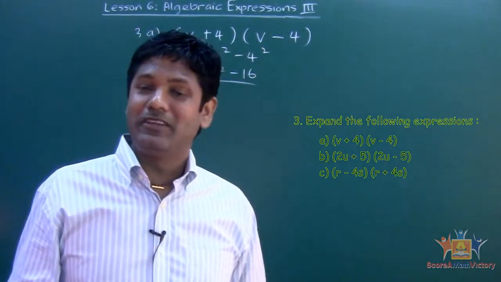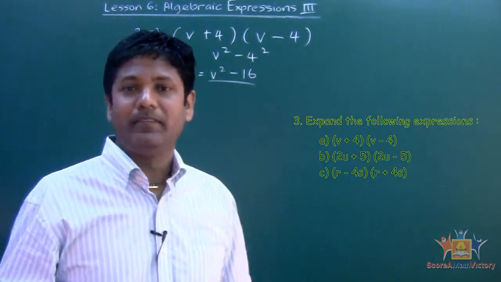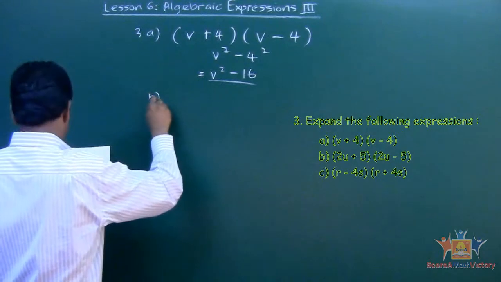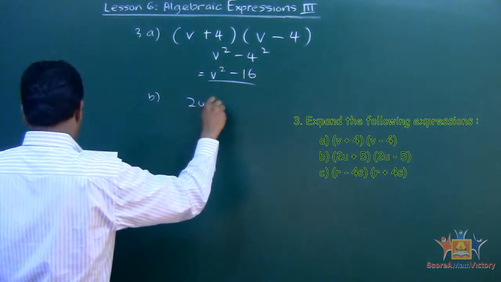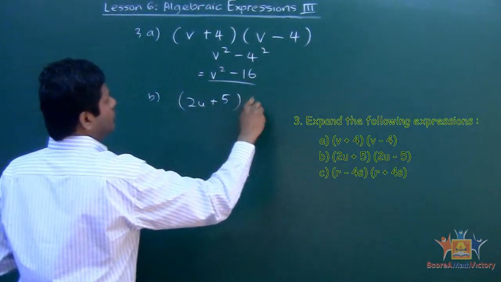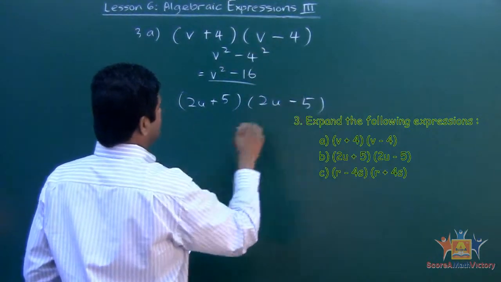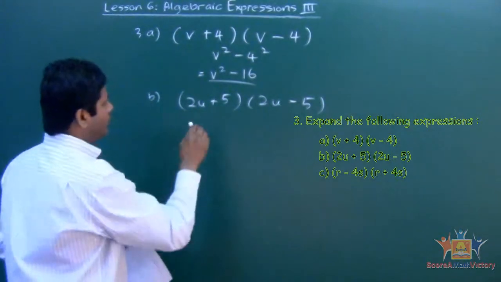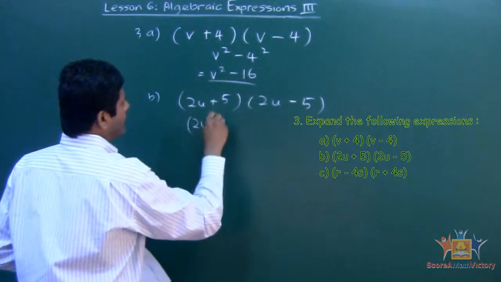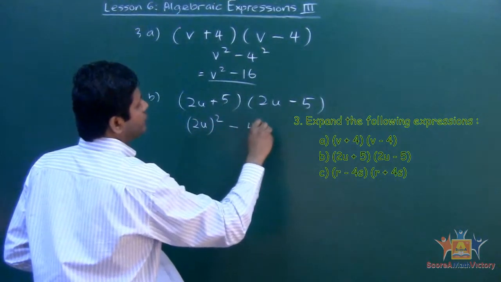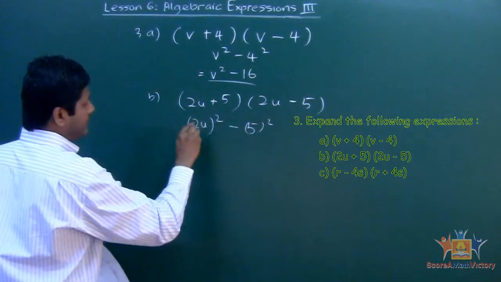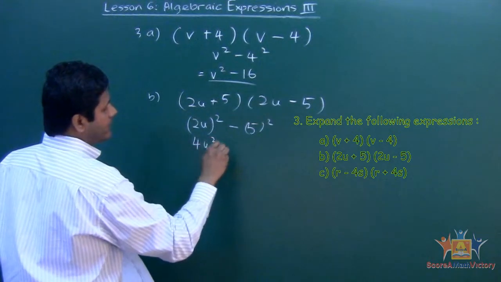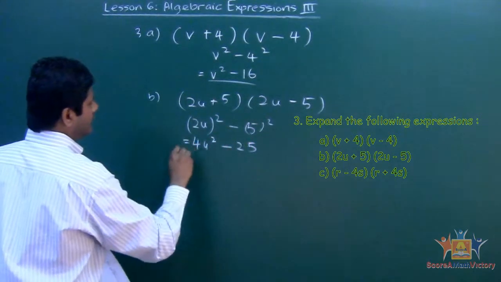You don't have to waste your time expanding them. Right away, whenever you have this pattern. So let's go to b. You're given 2u plus 5, 2u minus 5. See, the same, except plus and minus. You take 2u and square that, minus 5 squared. So 2u times 2u is 4u squared minus 25. That's your answer.